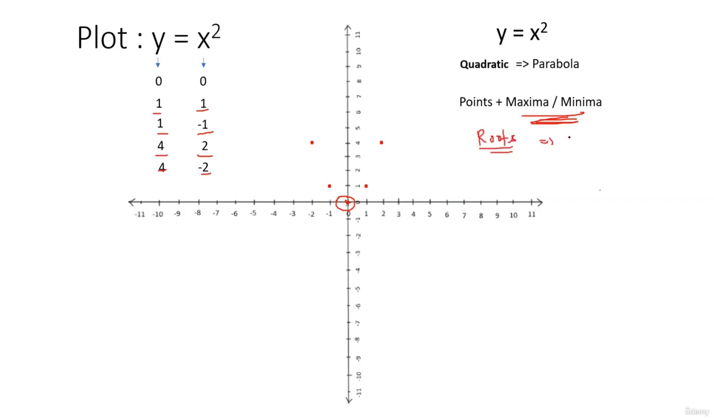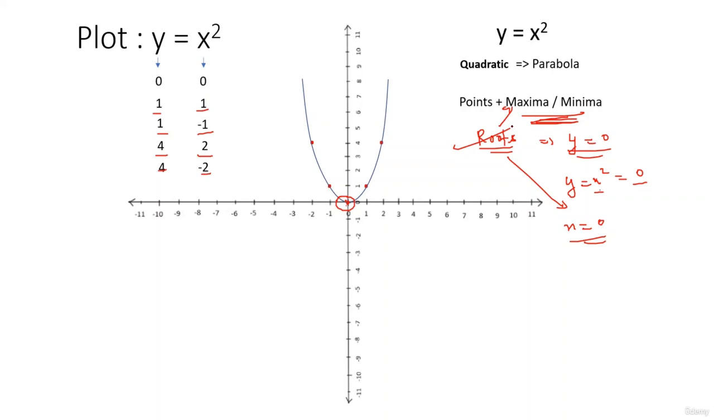Roots means where will the value of y be equal to 0. In this case, y is equal to x square. Y 0 kab hoga when x square is 0, and for that x should be equal to 0. So guys, yahan pe the roots and the maxima minima, these two are exactly the same points, and that is the origin. Okay, when we join all these points, we get the graph of y is equal to x square. This is how it is going to be.